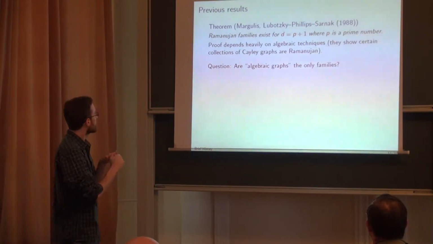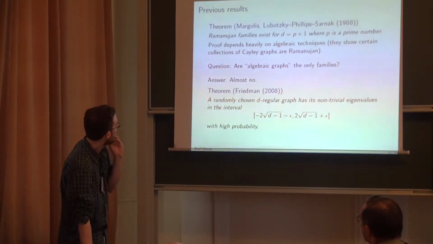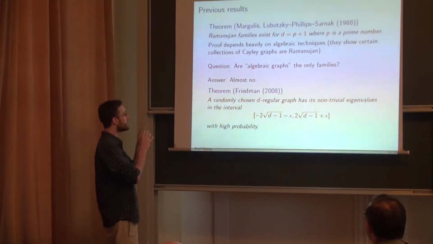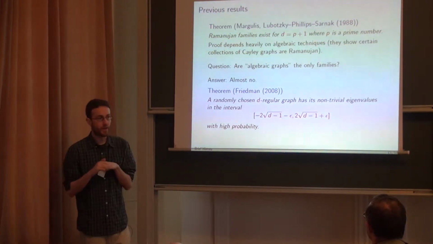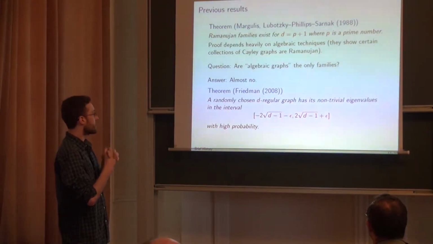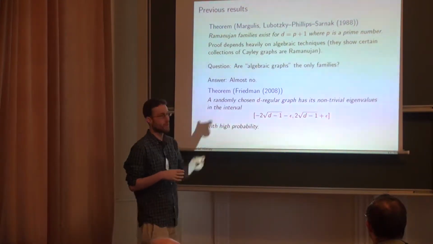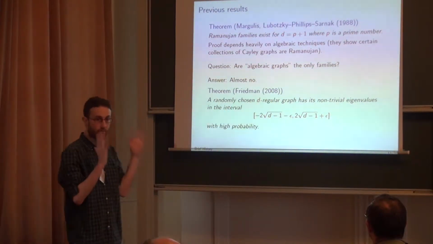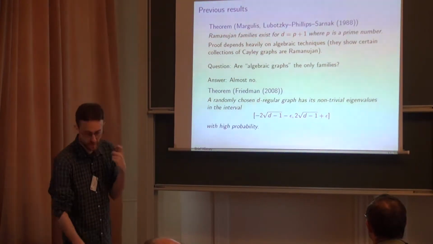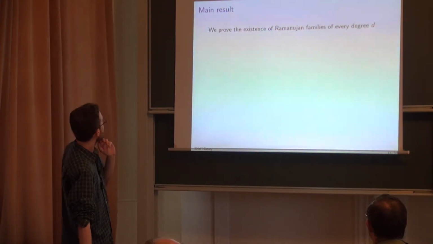An open question for a long time was, are algebraic graphs the only families? And we know the answer is almost no. Friedman in 2008 showed that if you randomly pick a d-regular graph, then with extremely high probability, its non-trivial eigenvalues lie in the interval minus 2 square roots of d minus 1 minus epsilon to 2 square roots of d minus 1 plus epsilon. So you can always get very close. But the question is, can you always find things that are over the edge? Are Ramanujan families special, or are they just everywhere?